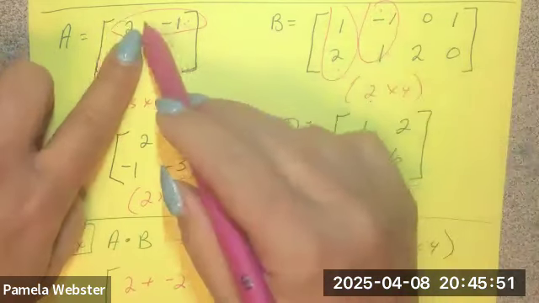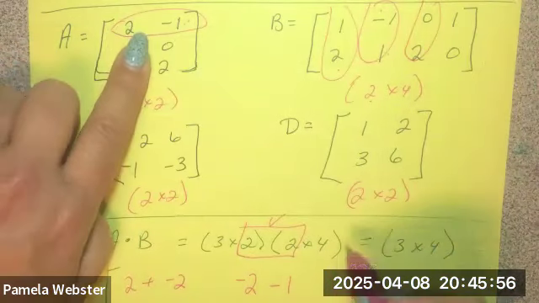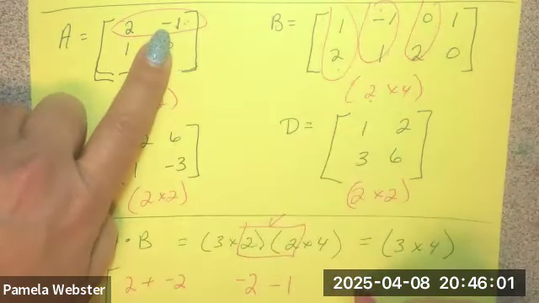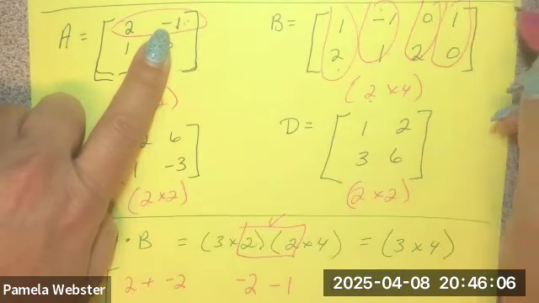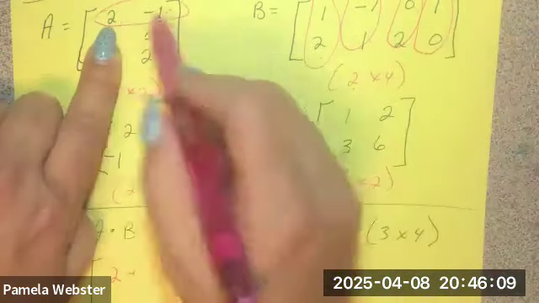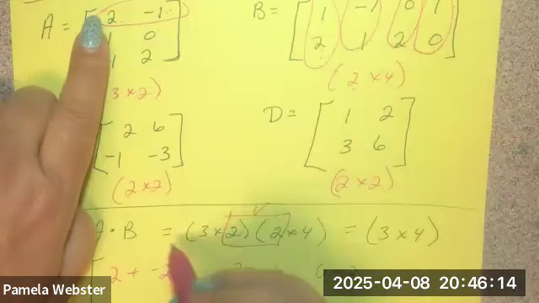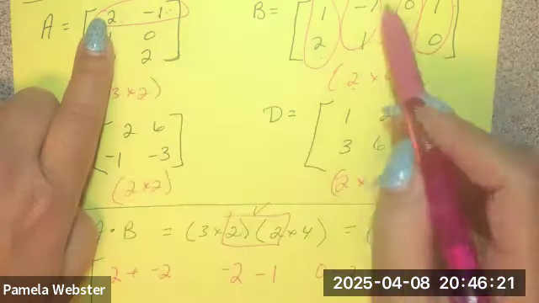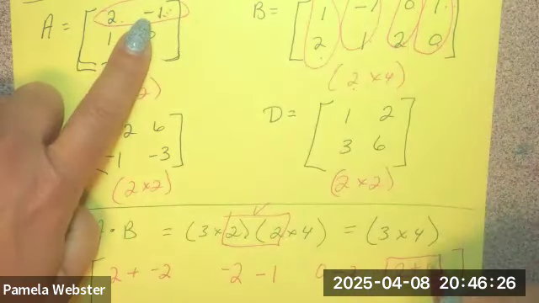I'm good there. First row times third column. This is where it starts getting interesting. 2 times 0, that's a 0. -1 times 2, that's a -2. And here's where we expand our matrix, so to speak. It gets bigger. I've got to do first row times fourth column, right? So I'm going to have something in the first row, fourth column position right here. That's how it gets bigger. So 2 times 1, that's a 2. -1 times 0, that's a +0.